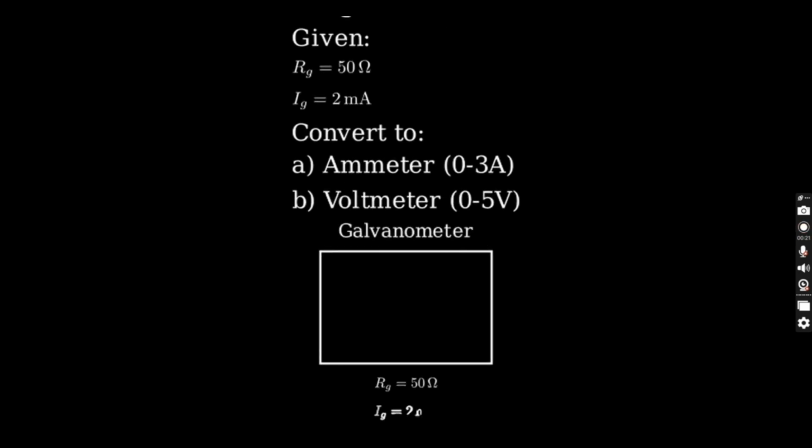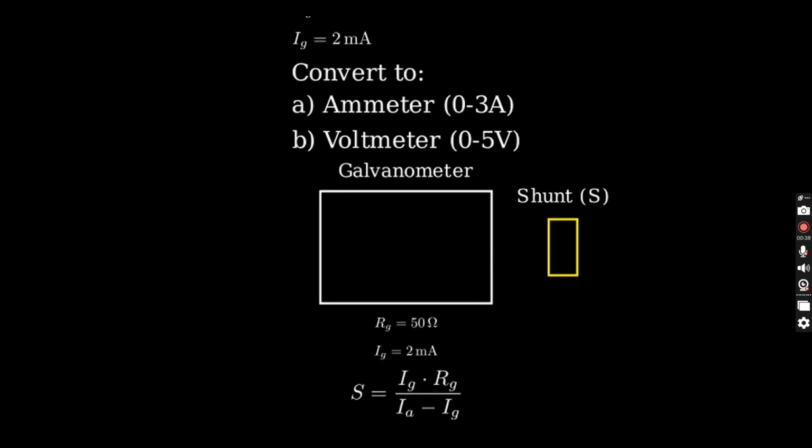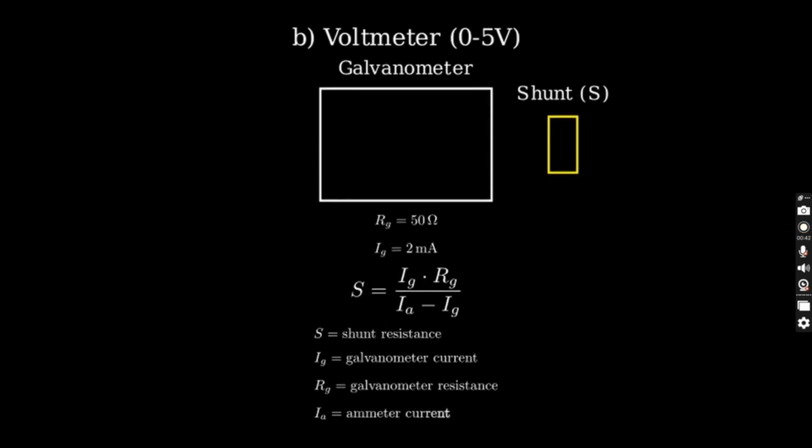Here's our galvanometer. To convert it to an ammeter, we need to add a shunt resistor in parallel. The shunt resistor allows most of the current to bypass the galvanometer, protecting it from high currents. To calculate the required shunt resistance, we use this formula. S equals Ig times Rg divided by Ia minus Ig, where S is the shunt resistance, Ig is the galvanometer current, Rg is the galvanometer resistance, and Ia is the desired ammeter current.